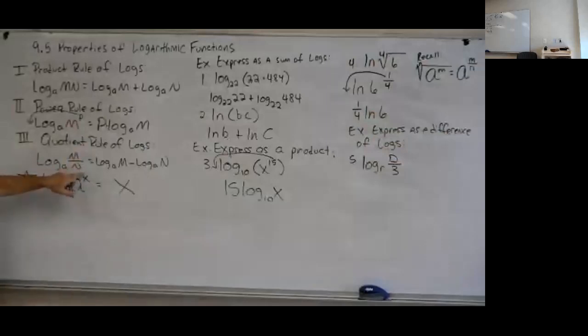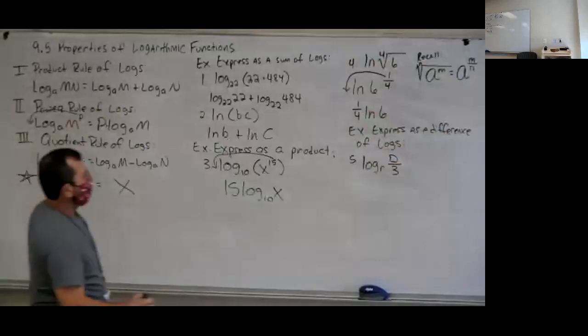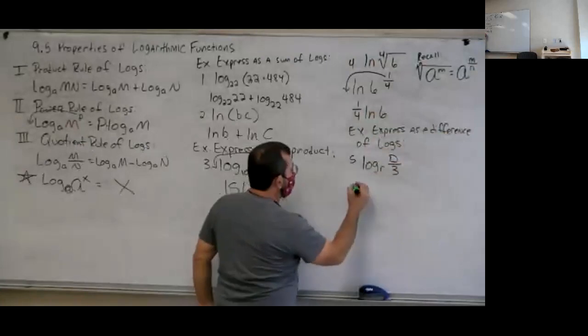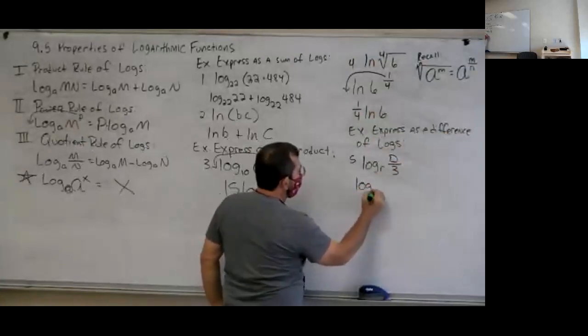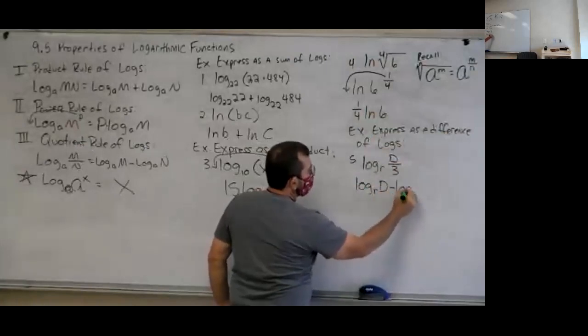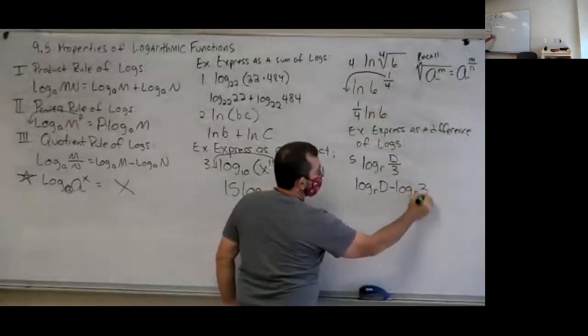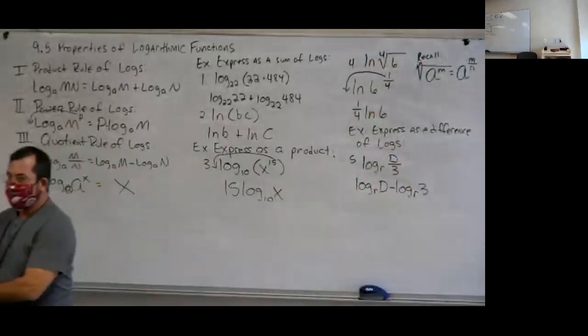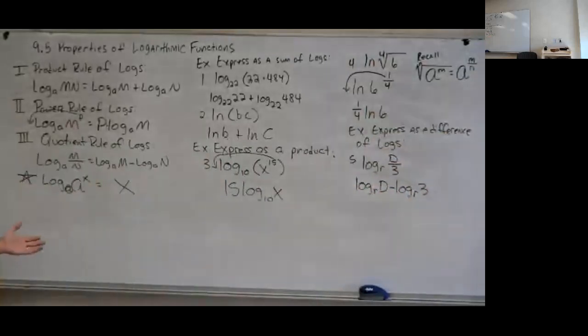All I'm doing is this. It's always the top minus the bottom on those, okay? So distribute the log R to both of these. So you get a log base R of D minus a log base R of 3. It's rewritten as a difference, so we're done.